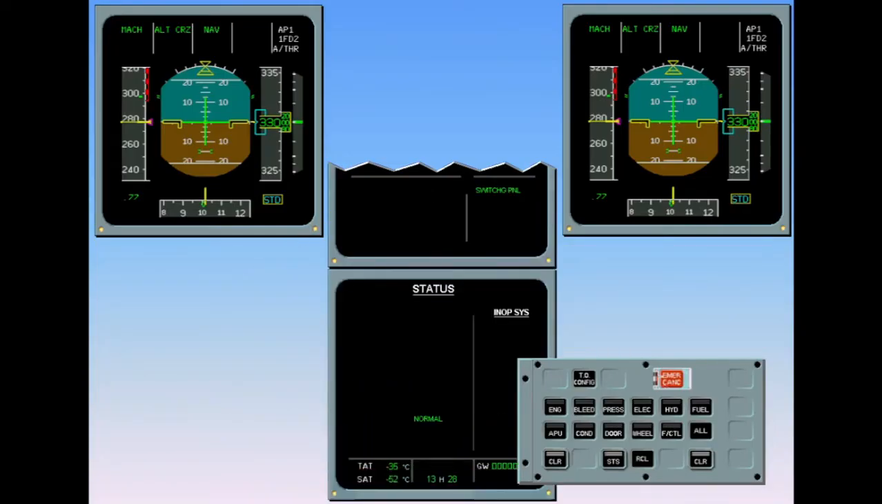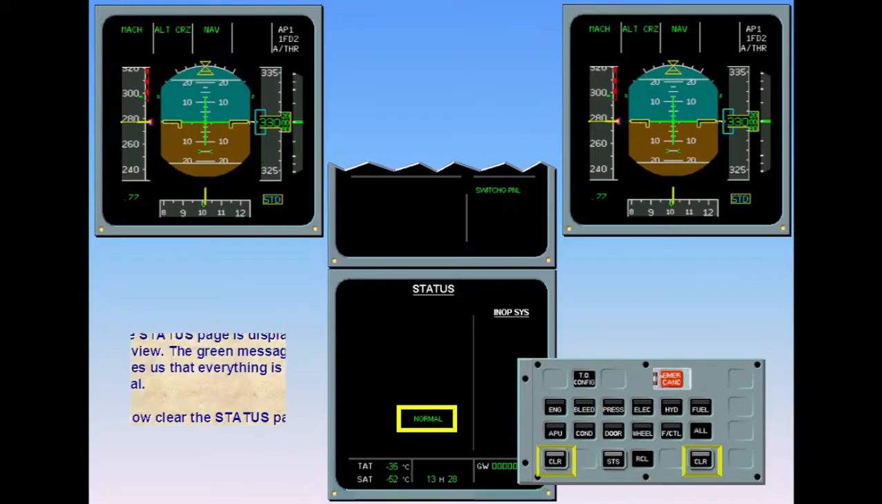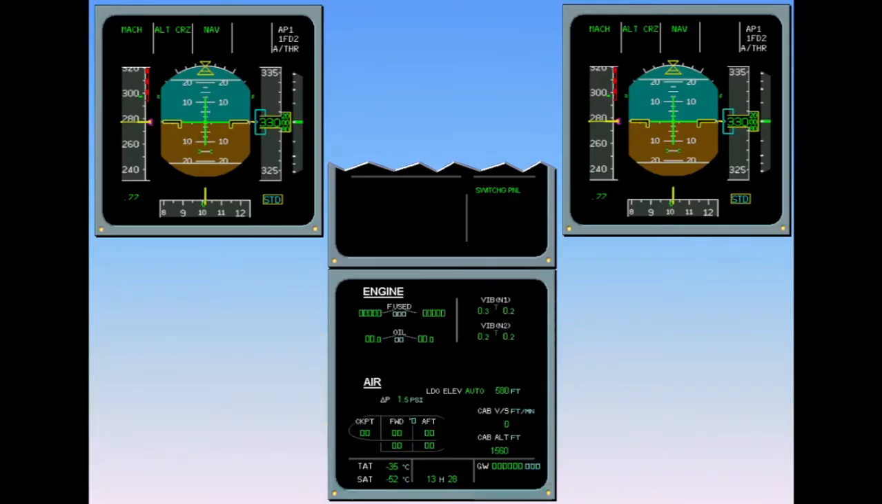The status page is displayed for review. The green message advises us that everything is normal. Now clear the status page. Status is not displayed on the ECAM memo section since the status page is empty. The only reminder is the green switching panel memo indicating that the switching panel is not in the normal configuration.